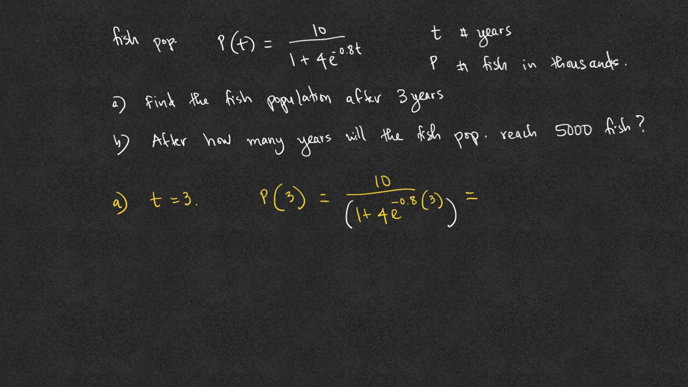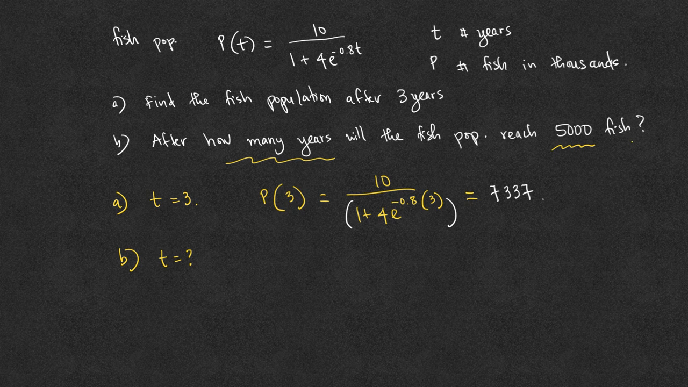Put it into a graphing calculator, we see that the population is roughly 7,337 after 3 years. For part B, the question now asks for how many years, and so that is the question of t equals what. And we were given that there are 5,000 fish.